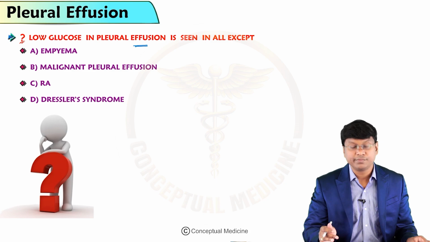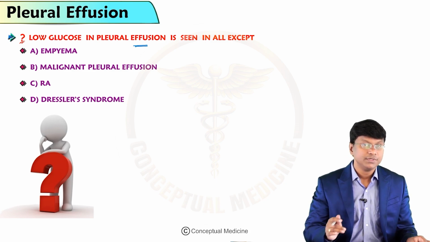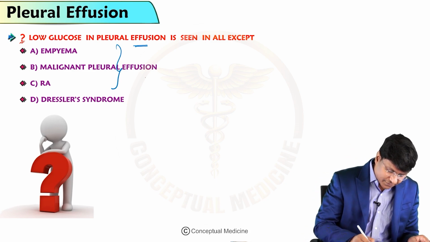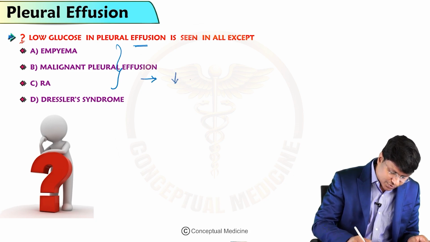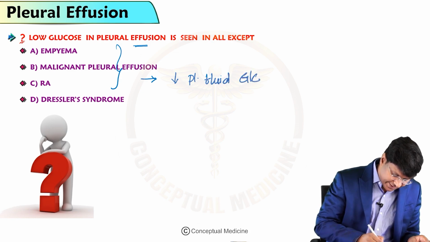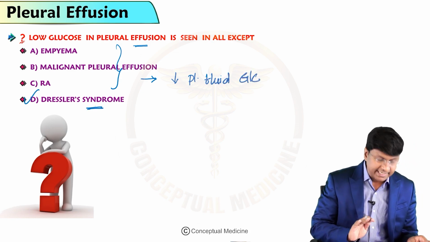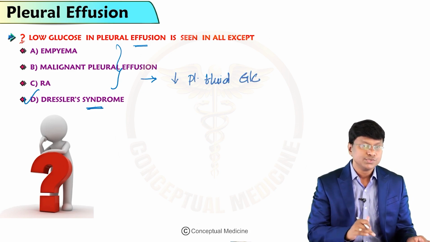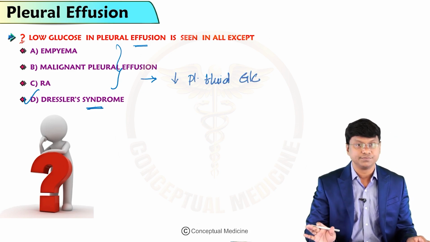Now, another question you see, low glucose in pleural effusion is seen in all except empyema, malignant pleural effusion, rheumatoid arthritis, Dressler syndrome. So, the first three you have low pleural fluid glucose. Whereas in Dressler syndrome, you will not have the low pleural fluid glucose. So, the answer is Dressler syndrome.